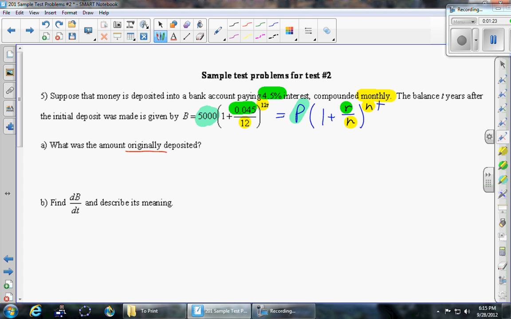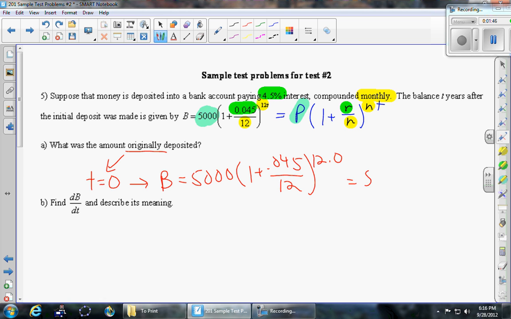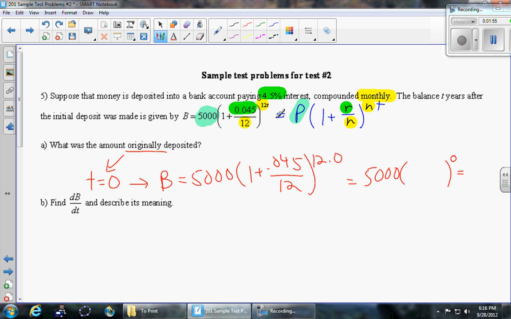Well, the word originally means a particular moment in time. What value of t does the word originally correspond to? It's t equals 0. So really what we want to do is plug 0 in for the value of t and see what we get. 5,000 times (1 plus 0.045 over 12) to the 12 times 0, and 12 times 0 is 0. But how much is anything to the 0? It's 1, so this is really 5,000 times 1, or simply 5,000. So that's the amount that was originally deposited.